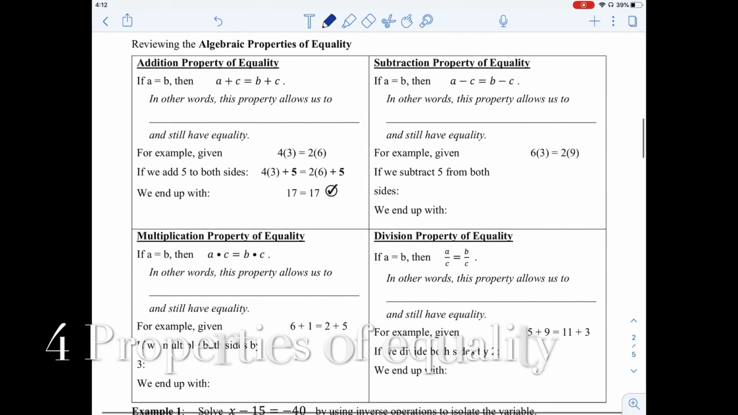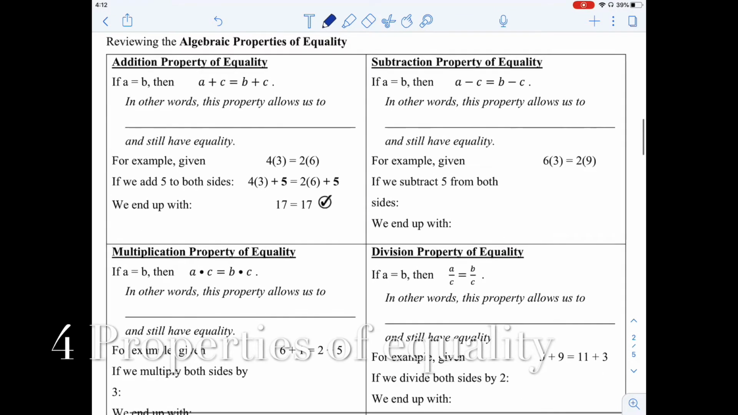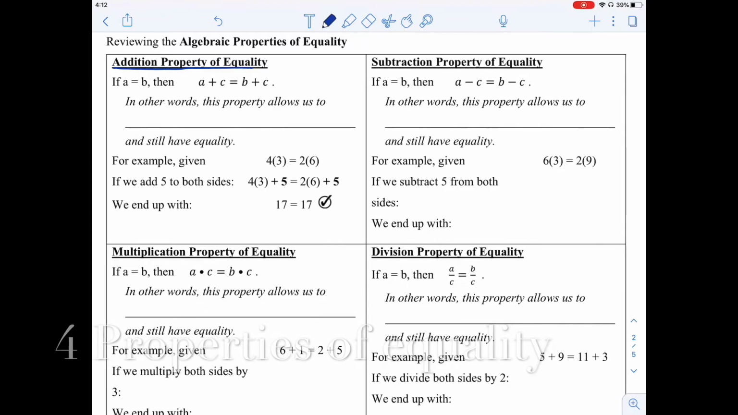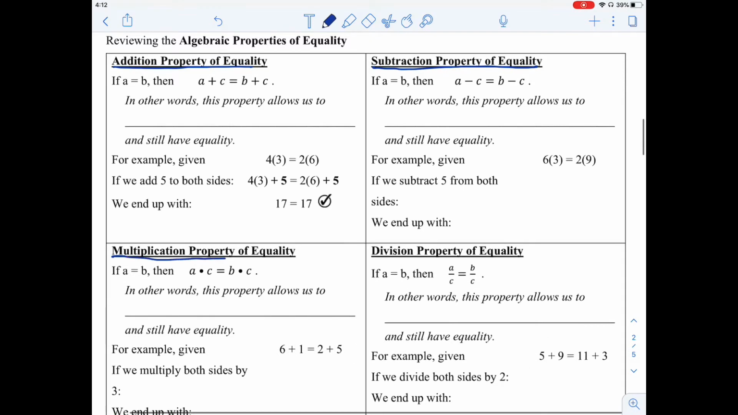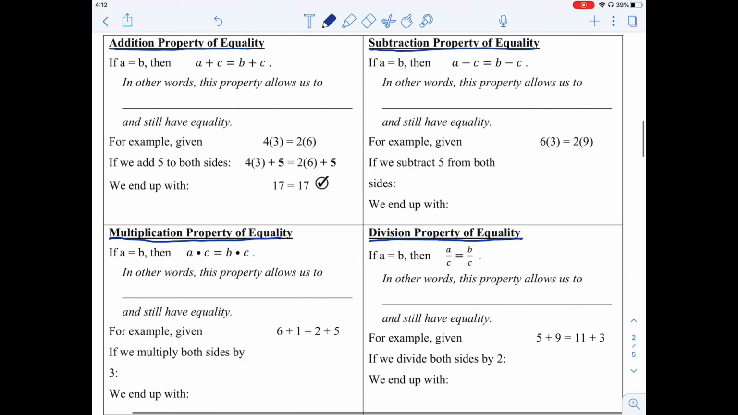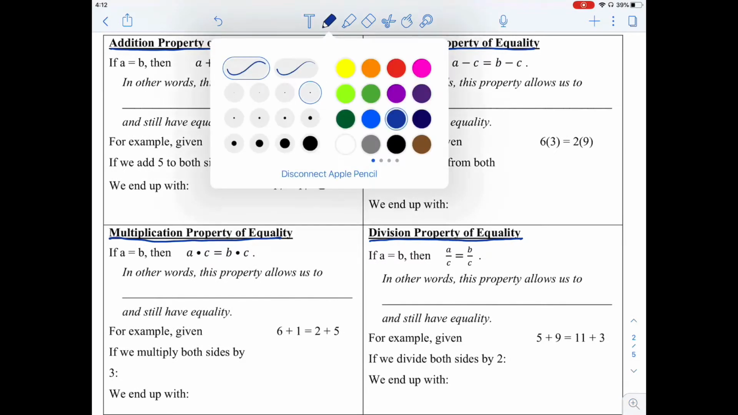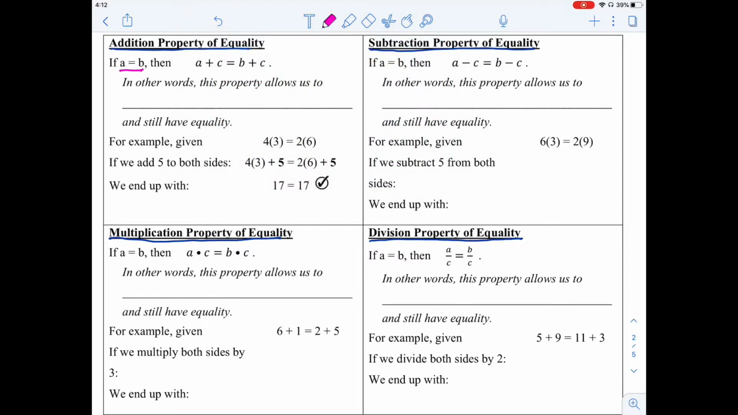Okay, and then we talk about algebraic properties of equality. So there's 4 of them we're going to go over. So addition property of equality, subtraction property of equality, and multiplication and division. So add this to your notes in here. So if, we'll go over the first one, if A equals B, then A plus C equals B plus C.